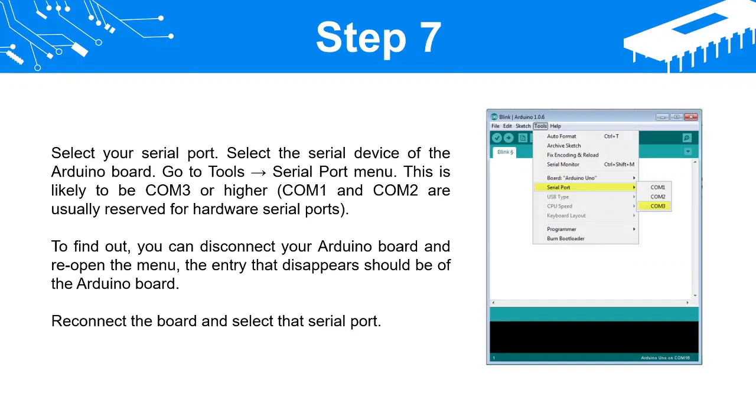Step 7. Select your serial port. Select the serial device of the Arduino board. Go to Tools, Serial Port menu. This is likely to be COM3 or higher. COM1 and COM2 are usually reserved for hardware serial ports. To find out, you can disconnect your Arduino board and reopen the menu. The entry that disappears should be the Arduino board. Reconnect the board and select that serial port.